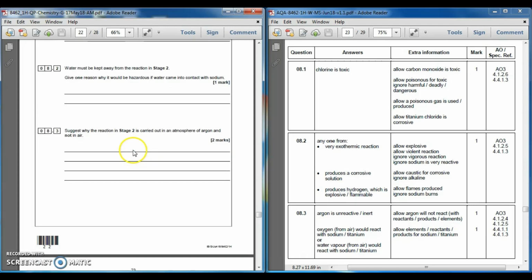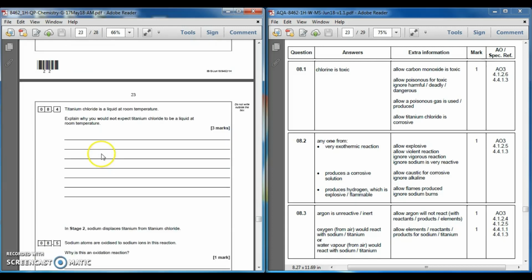8.3. Suggest why it's carried out in an atmosphere of oxygen and in air. I'll think about what we just said. If oxygen was around, it might oxidise it, so it might react with it. Or other things that are in air might react with it, like water. And we just said what water in with sodium is going to be like. That's the mark that a lot of people got, and you ignored the argon bit. So boost your mark, talk about argon. Argon is a noble gas, is unreactive or inert, so it would not react with it. So if you put argon there, it means that oxygen or water isn't there. That's the bit that you need to add in.